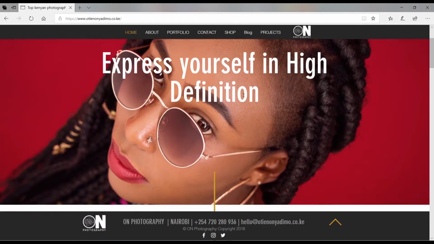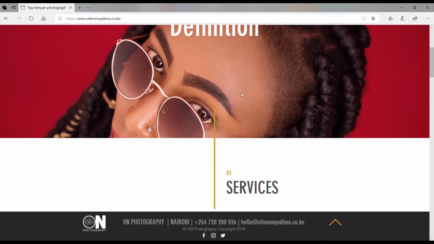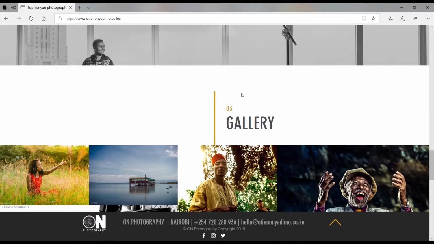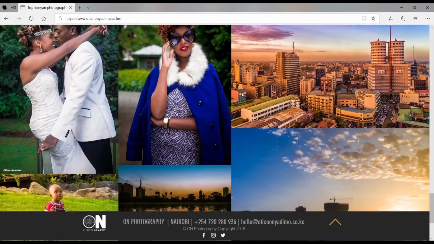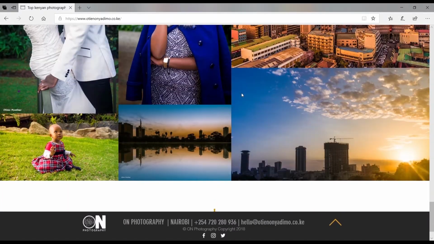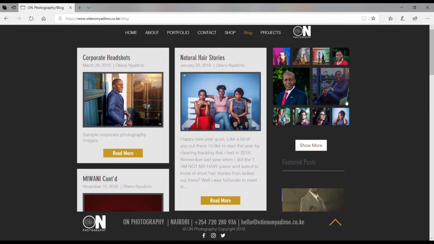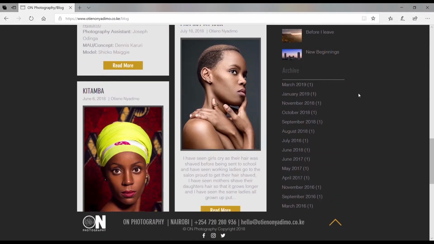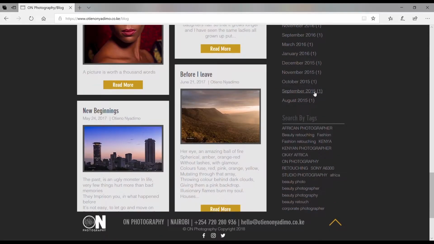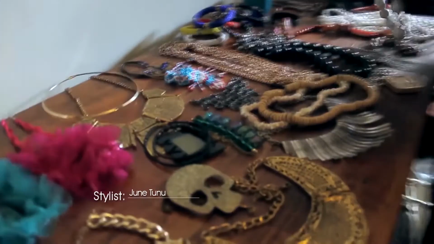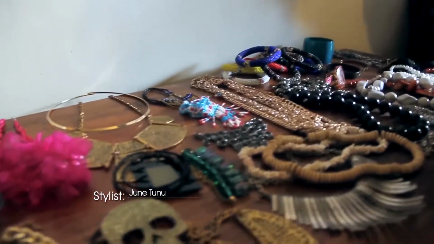So let's jump into my website, www.otienonyadimo.co.ke. The images were shot back in 2014, posted in 2015. It was the first time I was trying studio photography, with a good friend of mine, Kaka Photography. We had a makeshift studio and makeshift light modifiers. I remember we made a soft box using cardboard and foil. We didn't have stands, so the models were holding the lights.